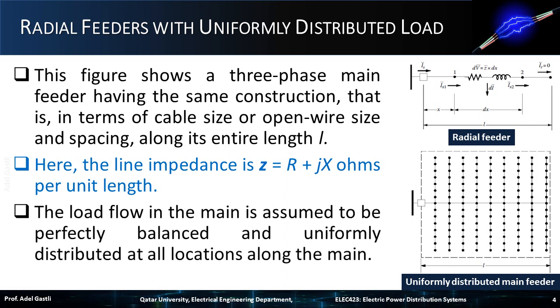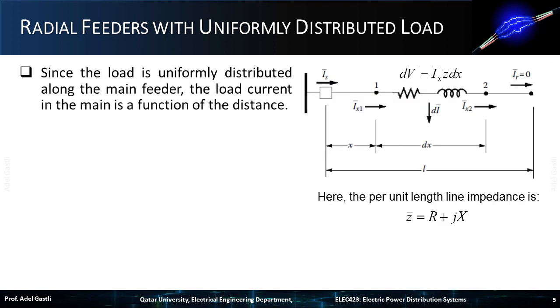The load flow in the main feeder is assumed to be perfectly balanced, and uniformly distributed at all locations, along the main feeder length. Since the load is uniformly distributed along the main feeder, the load current in the main is therefore a function of the distance from the substation.